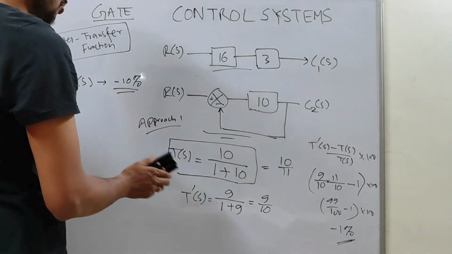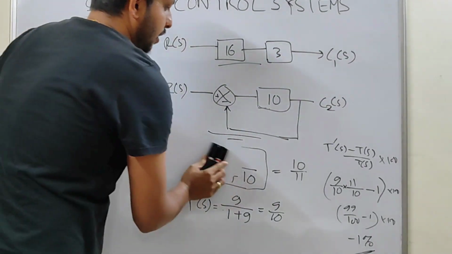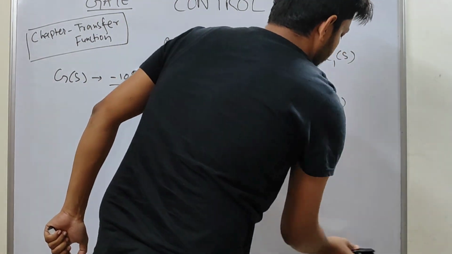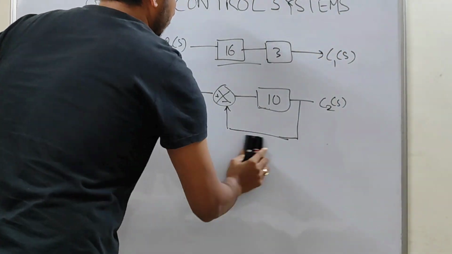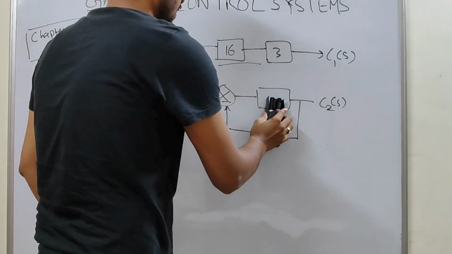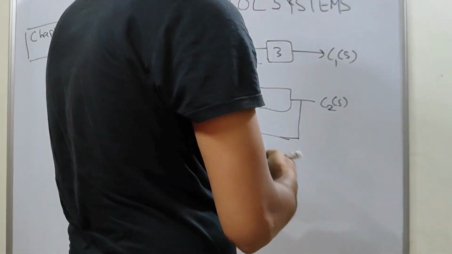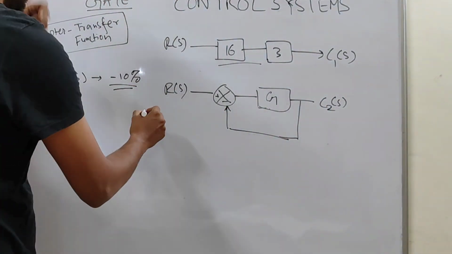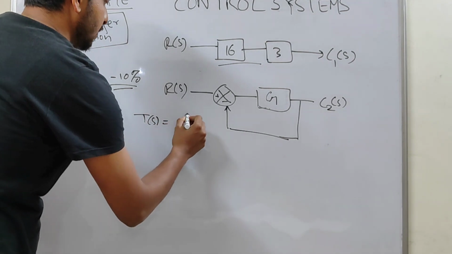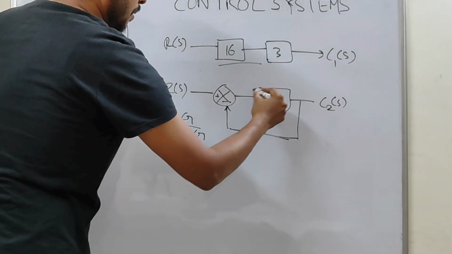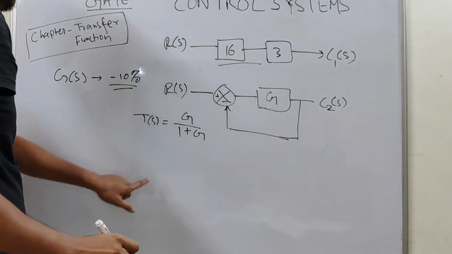Yeah, so now let's see approach 2, right? This is approach 1. What we can do, let's say if there was no value given, right? Because actually we don't need this value to arrive at that solution. So let's say it's given in terms of G, right? And later we'll replace that G. Then what's the transfer function? G by 1 plus G, right? Open loop gain is G, so this becomes 1 plus G, right?